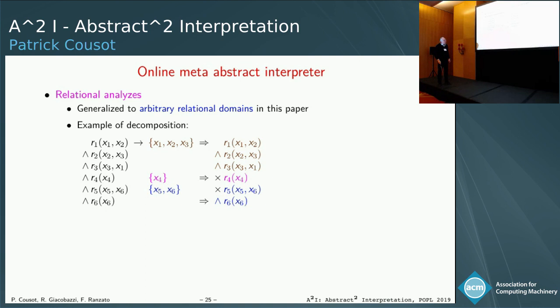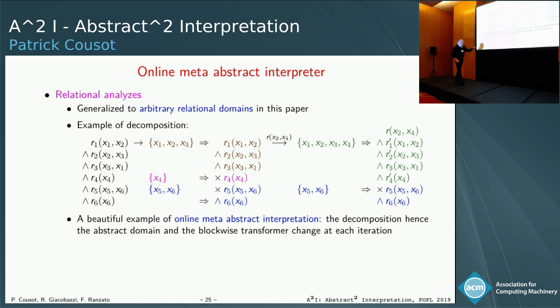And of course, when you do some operation, for example, I establish a relation between x2 and x4, the packs are going to change. So this x4 comes in the pack, this one is unchanged. And so the analysis changes the abstract domain at each step by computing the pack. Oh, that's beautiful, I think. You have a different abstract domain and a different transformer at each iteration, which come from the initial transformer that you had defined for the analysis.